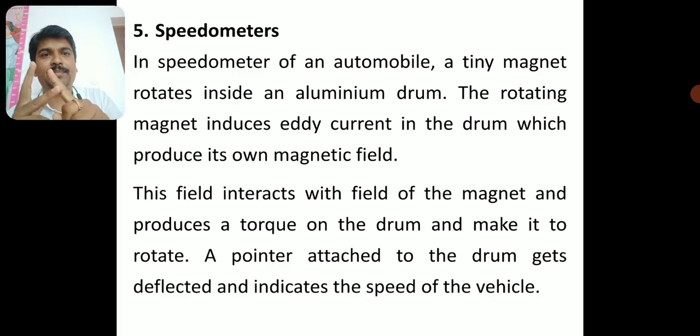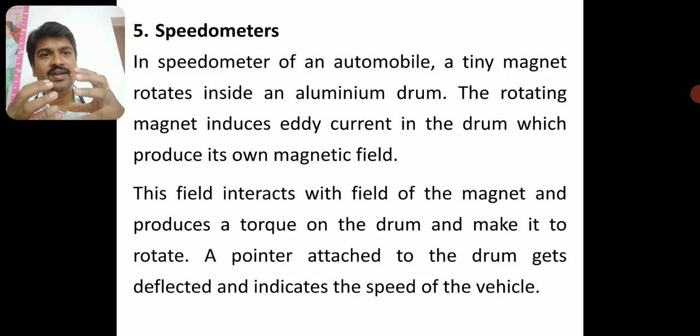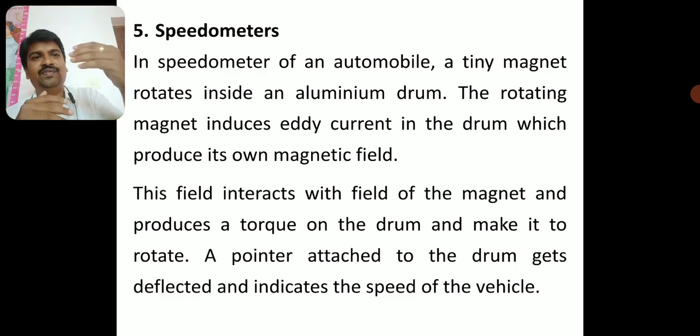Because of the rotating magnet, it induces eddy current in the drum, which produces its own magnetic field. In the aluminium drum, eddy current is flowing, and because of the flow of the eddy current, it produces a magnetic field of its own. Now we have two fields here. One field is due to the tiny magnet, another field is due to the eddy current which is produced in the aluminium drum. This field interacts with the field of the magnet.